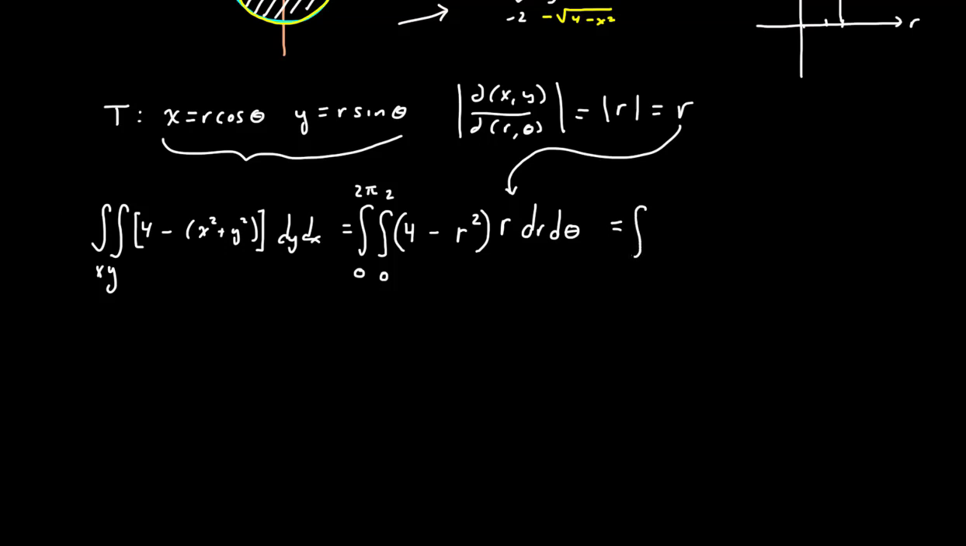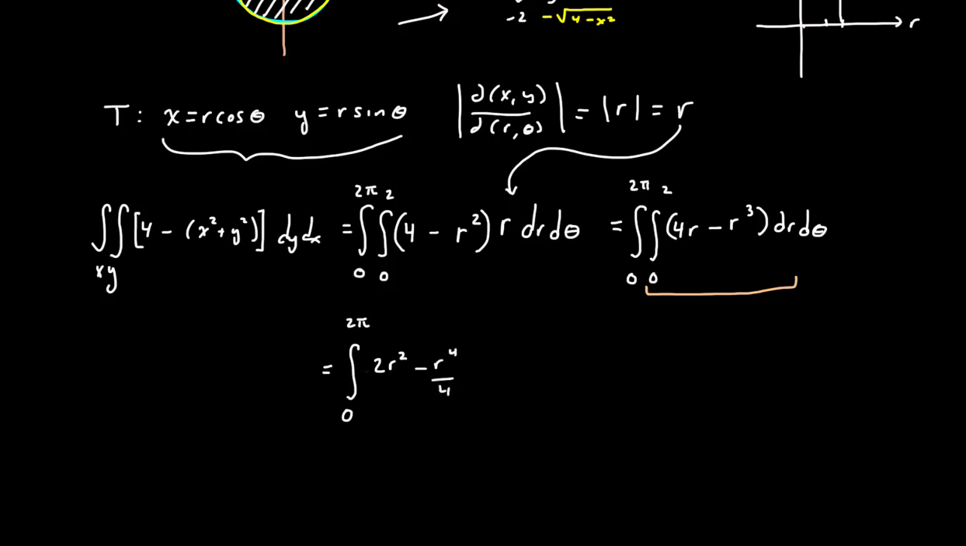I'm going to try to move somewhat quickly through this. 0 to 2 pi, 0 to 2. I'm going to first distribute the r. Okay, next I have to integrate with respect to r. 2r squared minus r to the fourth over 4.